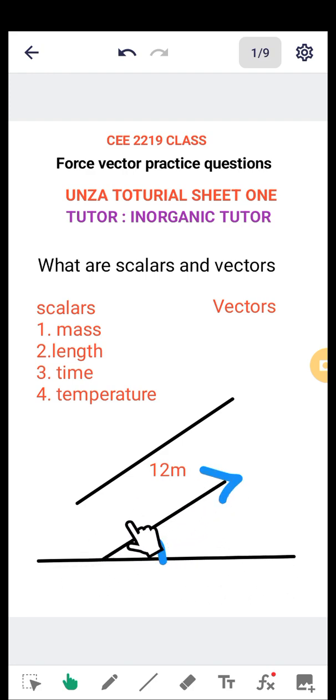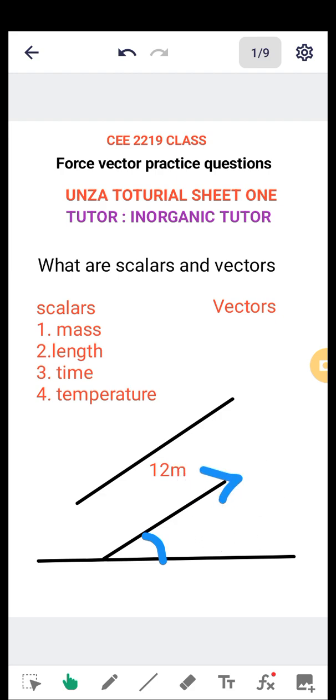That is the reason why we say a vector is that quantity which can be specified by what? Magnitude and direction. So the direction is this one, then the magnitude is simply the length, the value. This part is also important. You need to know that this is the arrow head, also known as the sense.